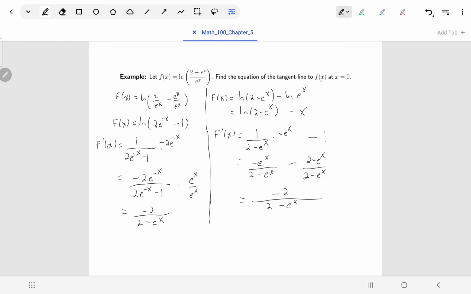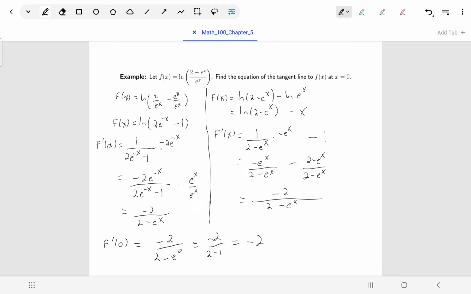We're interested in finding the tangent line when x is equal to 0. Either way, when x is equal to 0, our derivative would be minus 2 over 2 minus e to the 0. E to the 0, we know that should be 1. And that would give us negative 2 over 2 minus 1, which is just negative 2. So our slope is negative 2.